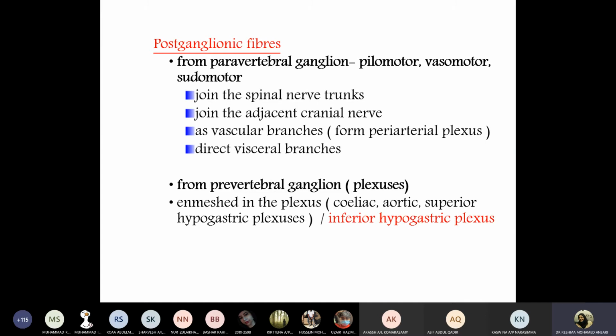the adrenal medulla without synapsing anywhere in the middle. That is called the fibers to adrenal medulla. So these are the four types of how the sympathetic nervous system innervates or helps in regulating the internal environment of the body. Clear?